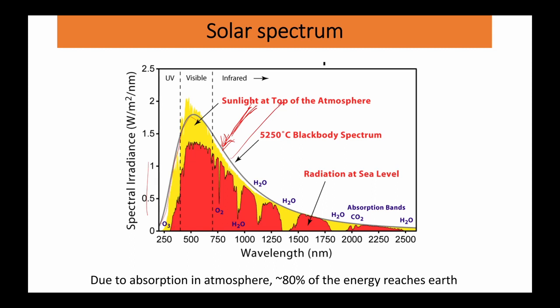The temperature of the sun is around 5250 degrees Celsius. This is the black body radiation, and this is the wavelength spectrum which is emitted by the sun. And this yellow spectrum is the spectrum outside the atmosphere of the earth.